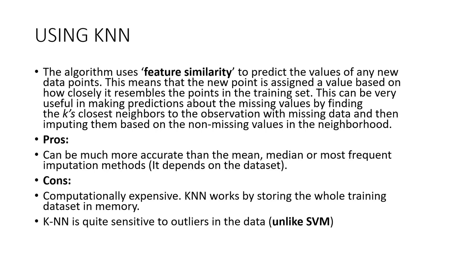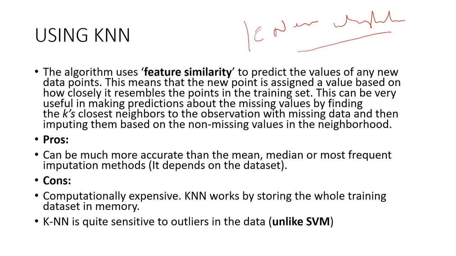Using the KNN. KNN means K nearest neighbors. K nearest neighbors is an algorithm. We have the video for K nearest neighbors in the supervised machine learning playlist. You can watch that and learn. It's an important algorithm to understand. This algorithm uses feature similarity to predict the values of any new data points. This means that the new point is assigned a value based on how closely it resembles the points in the training set. This can be very useful in making predictions about the missing values by finding the K closest neighbors to the observations with missing data and then imputing them based on the non-missing values in the neighborhood.